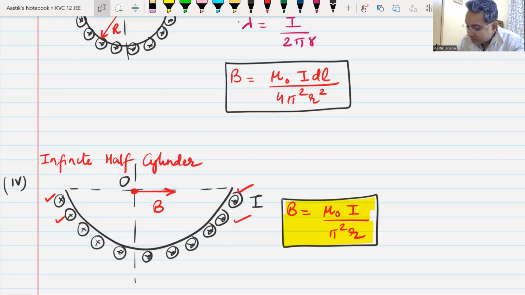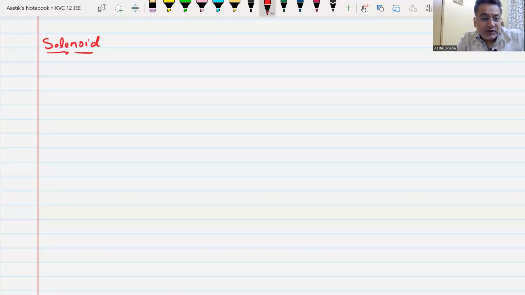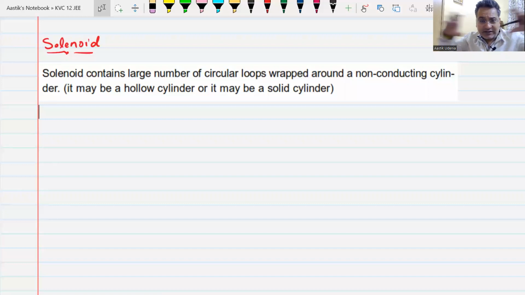the next set will be the set on solenoid. What is a solenoid? A solenoid consists of a large number of circular loops wound around a non-conducting cylinder. The cylinder may be hollow, the cylinder may be solid, it doesn't make any difference. That's a solenoid. So you have a cylinder and then you have wire wrapped around it. Everyone might have seen a solenoid. Yes or no? You've seen a solenoid? You might have seen it in the experiment where you make an electromagnet out of it.